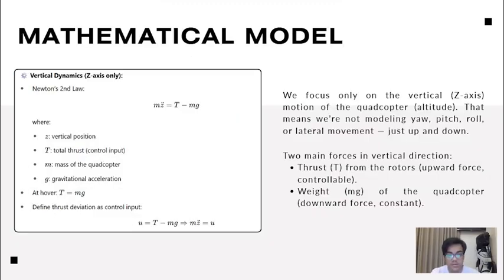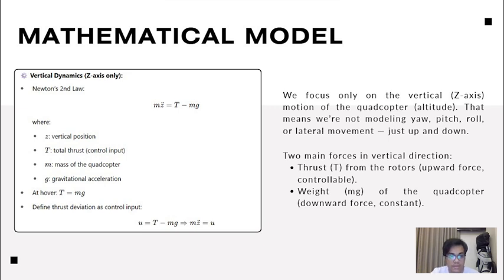Okay, so now we're going to delve into mathematical modeling and control of a quadcopter, specifically focusing on its vertical motion or altitude. We're simplifying things a bit by only considering the z-axis dynamics, which means we're not modeling yaw, pitch, roll, or any lateral movement. We're just focusing on its ability to move straight up and down.